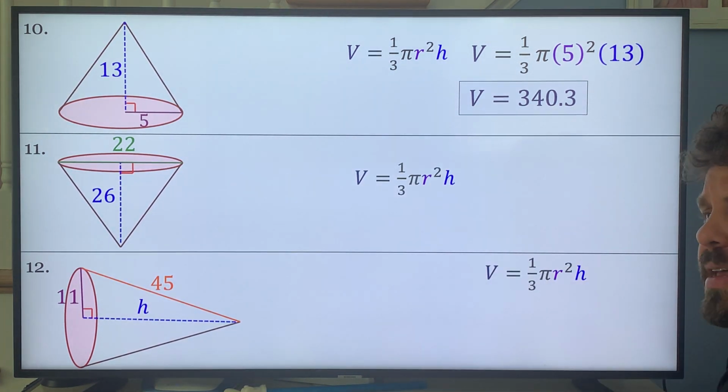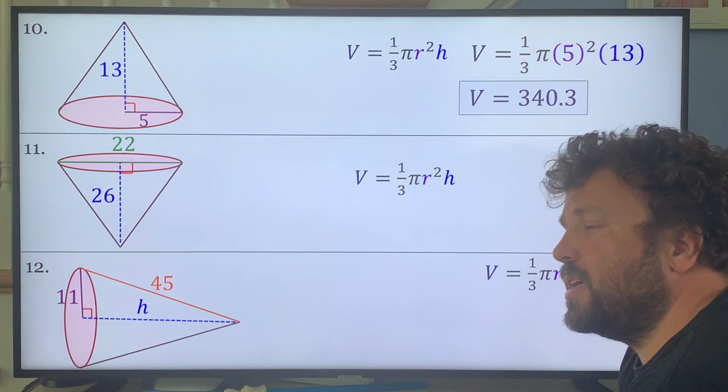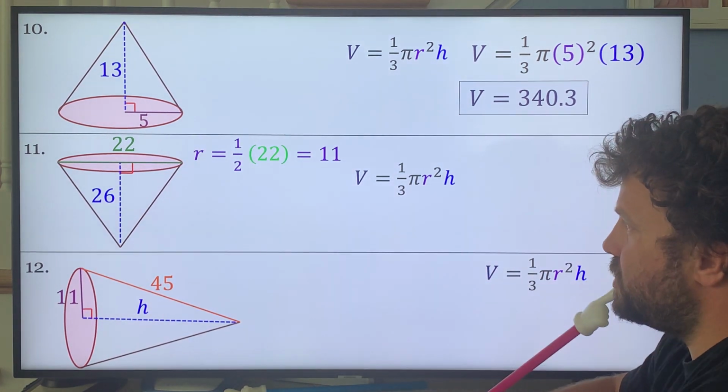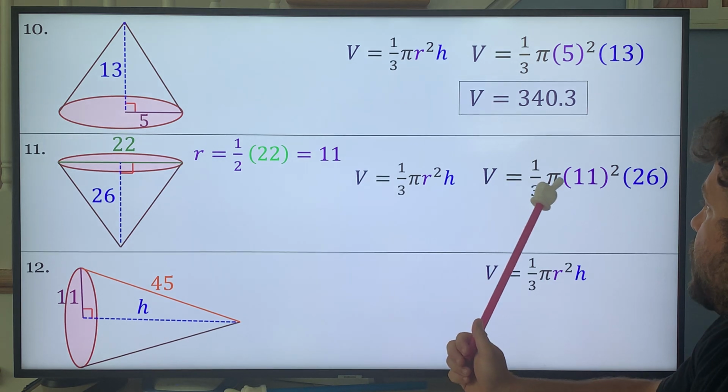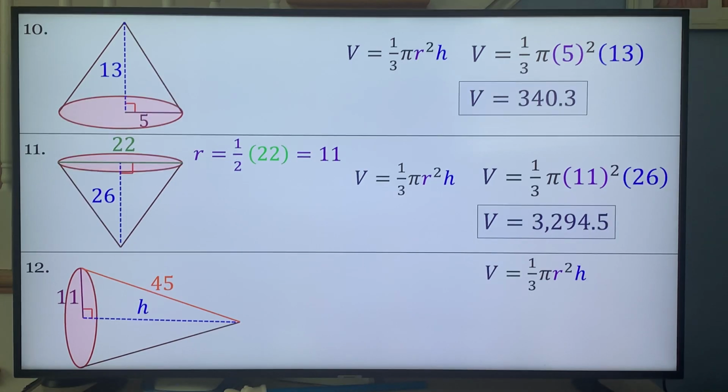Oh, 22 is not your radius. 22 is your diameter. So as with cylinders, you have to make sure your answer always uses the radius given to you and do not plug in the diameter. So radius is half of 22, which is 11. 1/3 pi, 11 squared times the height, which is 26, 3,294.5. All right.